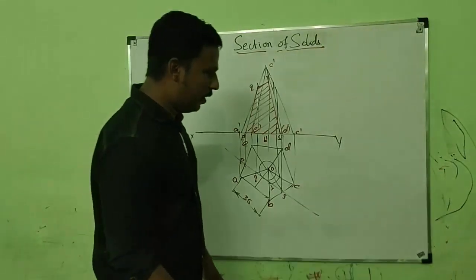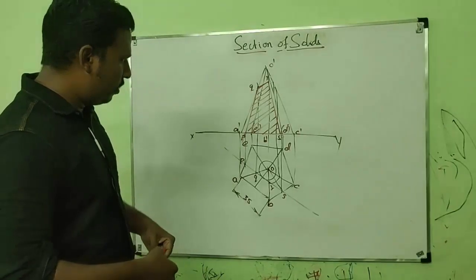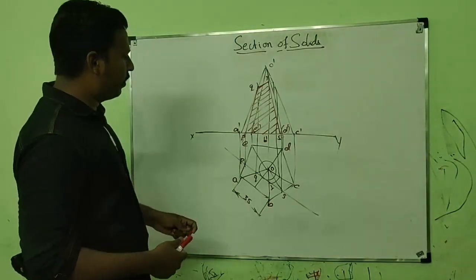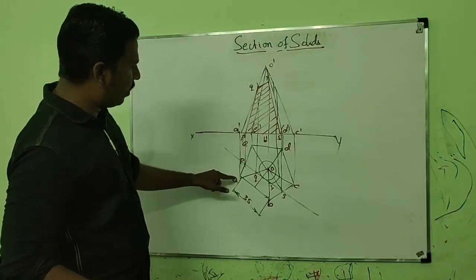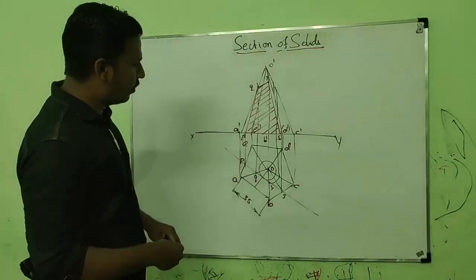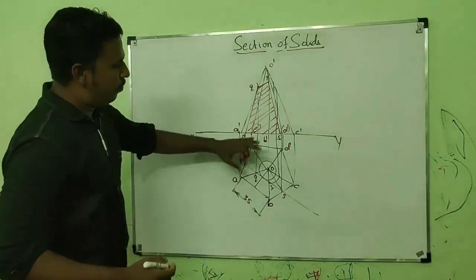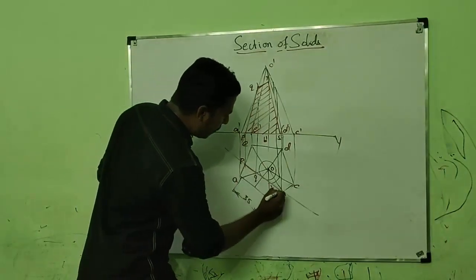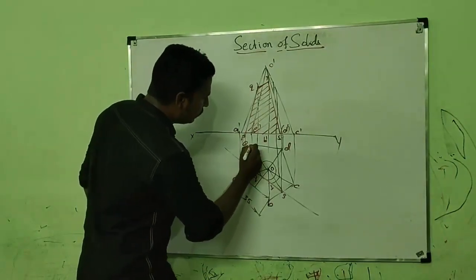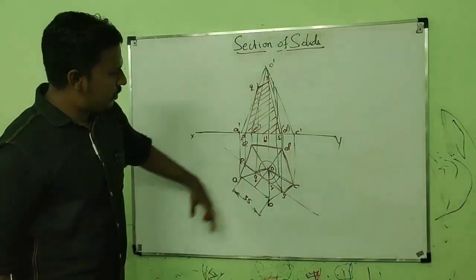Then we have to decide which edges are removed and which edges are retained. Here we can see an edge AQ. Whether AQ is removed or retained, AQ is in the removed section. Here also we have to darken the retained portion. The portion which is nearer to the XY should be retained. So here these are the edges which are retained and these are the edges which are removed.